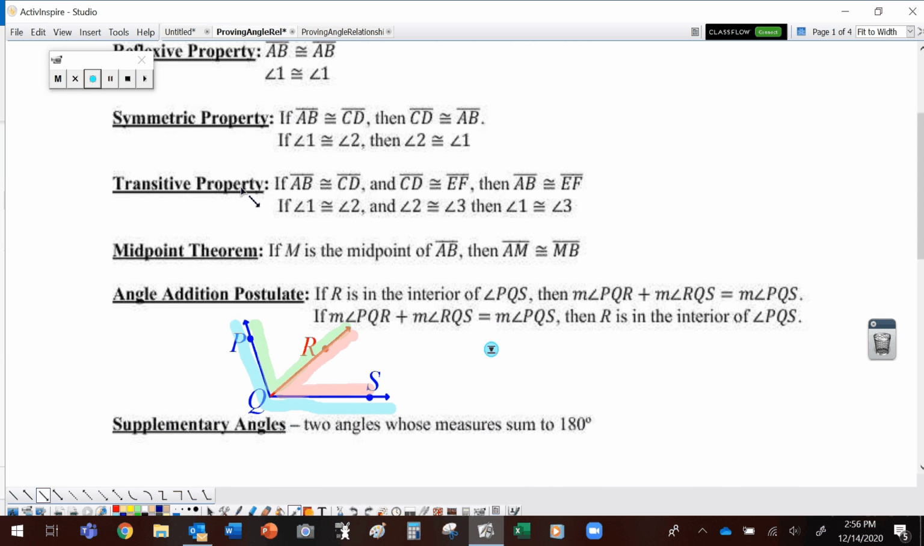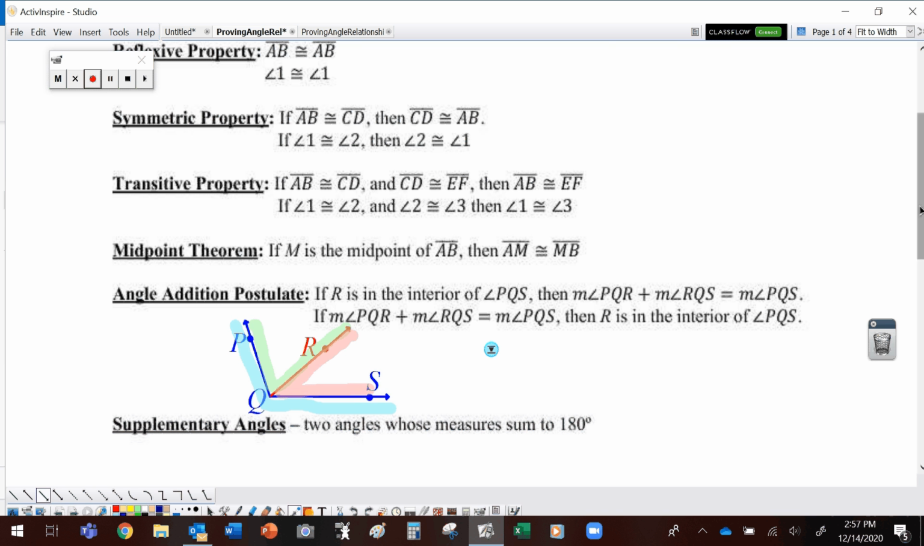The transitive property works very similarly. If I have segment AB congruent to segment CD, and segment CD congruent to segment EF, then I can cut out that middleman. Both segment AB and EF are congruent to the same segment CD. I can cut out that segment CD and say that AB and segment EF are congruent to one another. We can do the exact same thing with angles. If I have angle 1 and angle 3 are both congruent to this angle 2, I can cut out that middleman and say angle 1 and angle 3 are congruent to one another. Okay, then we had the midpoint theorem.